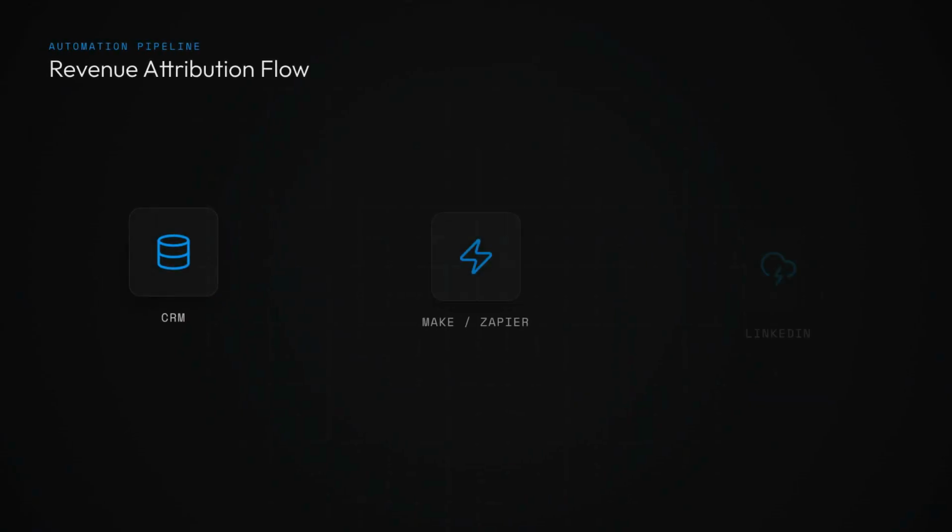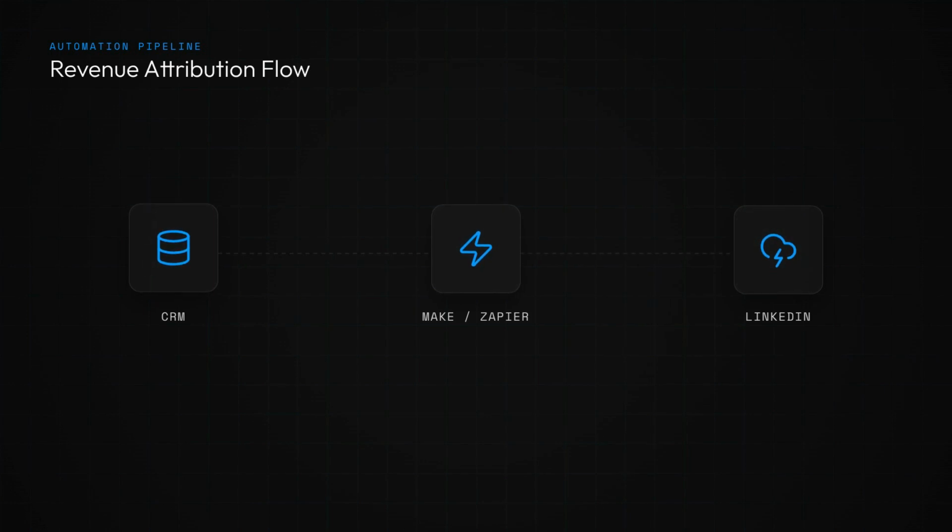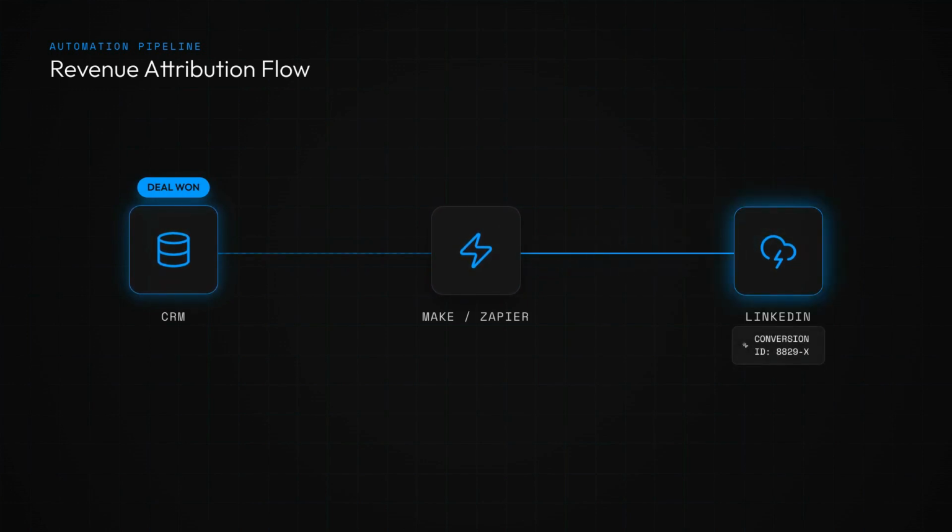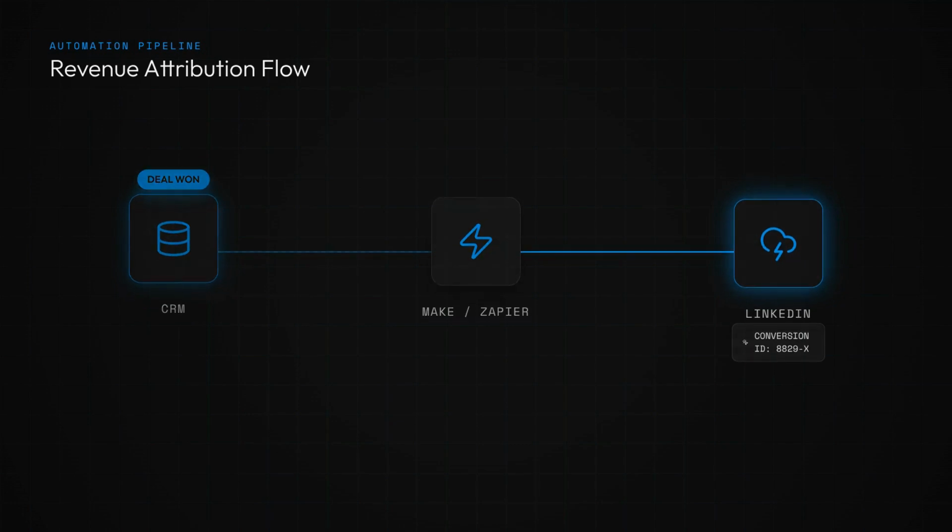Step 5. CRM offline conversions to LinkedIn. When a deal closes, send the Client Won conversion. Use Make.com or Zapier triggered by the Won stage. Send the li_fat_ID from your CRM to attribute revenue back to the original ad click.